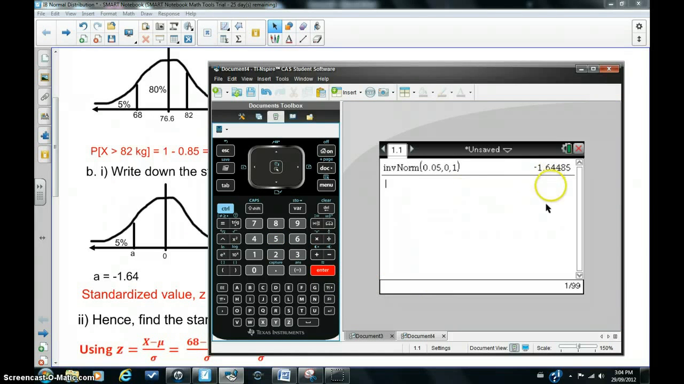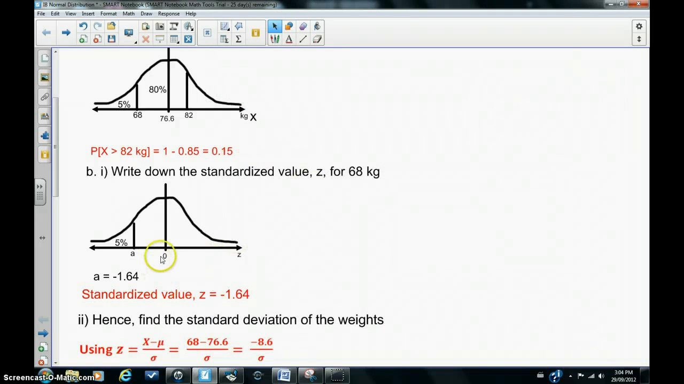So that gives the number minus 1.64485, which we can round to minus 1.64, 3 significant figures. Now expect your answer to be negative, because the value of A is to the left of the mean value, which is 0 for the standardized curve. So the standardized value of Z is minus 1.64.